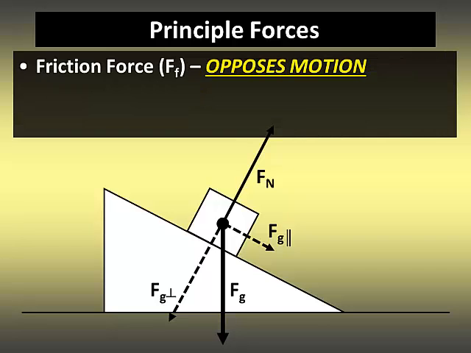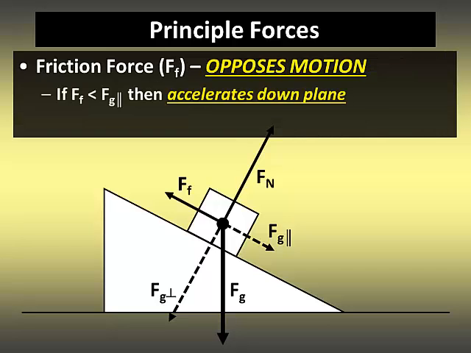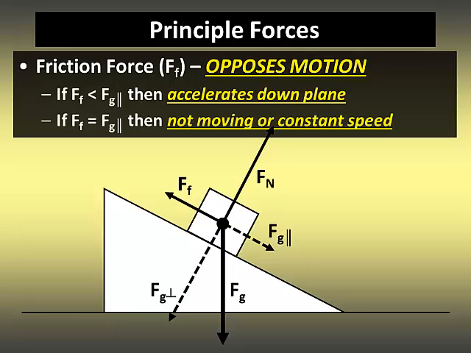Or you could have a frictional force. If the force of friction is less than Fg parallel, then it'll accelerate down the plane, and if it's equal to Fg parallel, then either it's not moving or moving with constant speed down the incline.